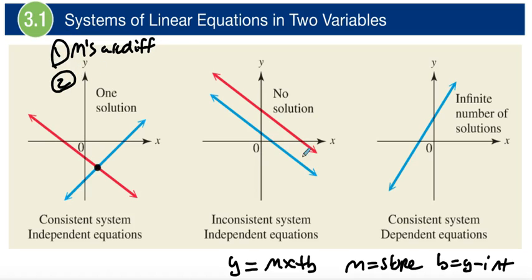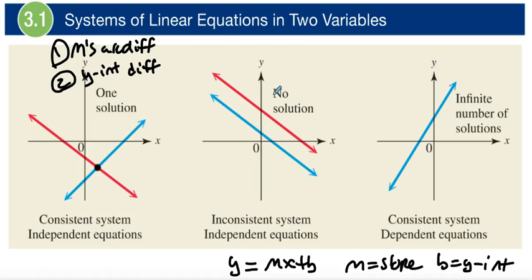And then what can you tell me about the y-intercepts? Oh, look, they're different too. The y-intercepts are different. Okay? And that's always going to be true. If you take these two equations and look at their slope and y-intercept, if they're both different, then you know that they're going to have one solution.